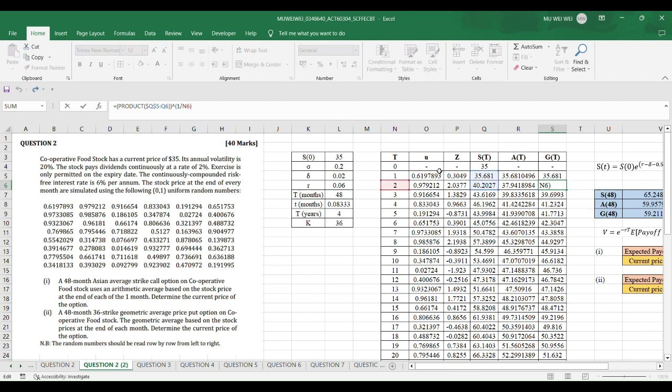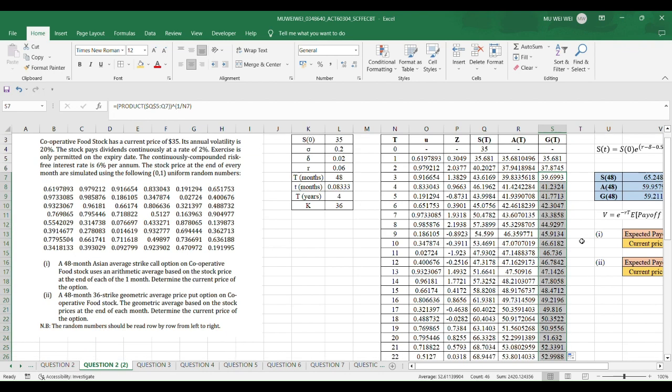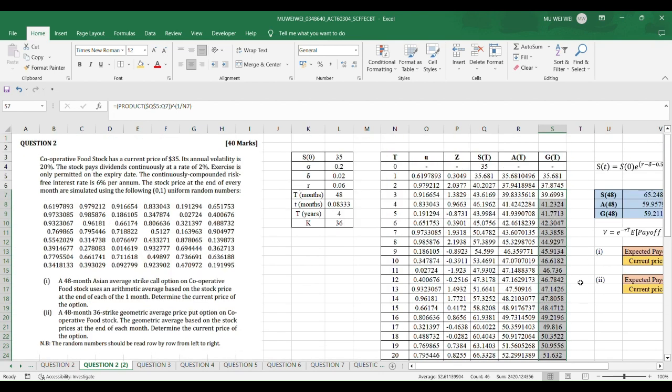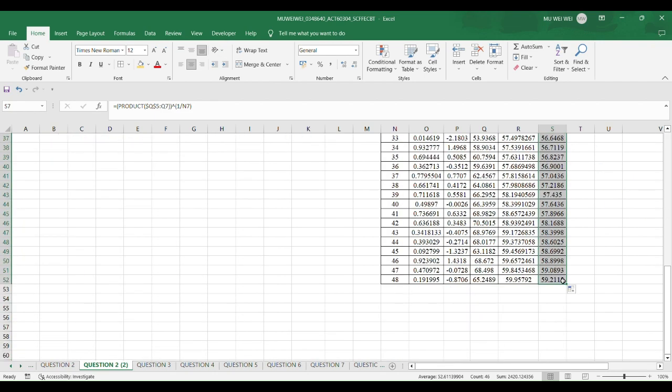But when T equals 2, it would be the product of S1 and S2 to the power of 1 over 2. So we get the value of 37.8745. And when T equals 3, it will be the product of S1, S2, and S3 to the power of 1 over 3, and we'll get the value of 39.6993. So this is the same for the following cells, and we should be able to get the geometric average for each value of T.